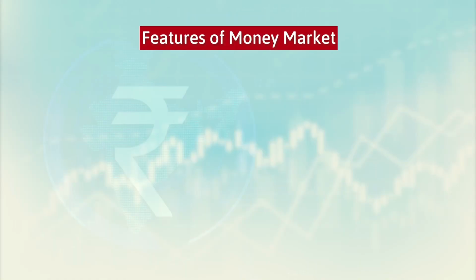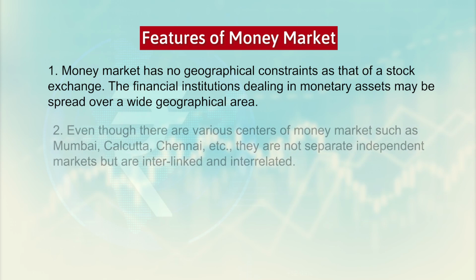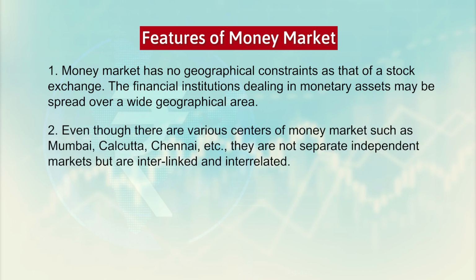Next, we come to the features of the money market. The money market has no geographical constraints like that of a stock exchange. The financial institutions dealing in monetary assets may be spread over a wide geographical area. Even though there are various centers of money markets such as Mumbai, Calcutta, Chennai, etc., they are not separate independent markets, but they are interlinked and interrelated.